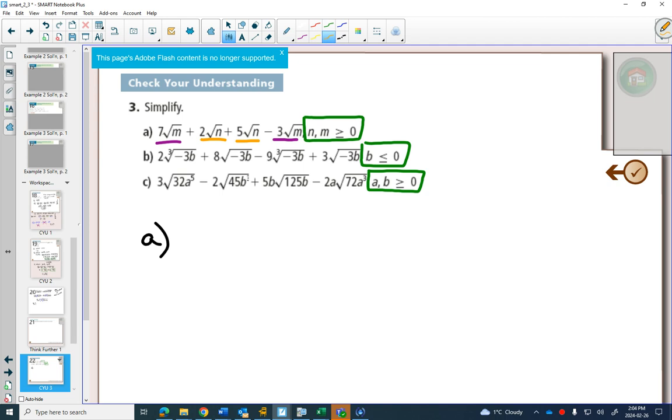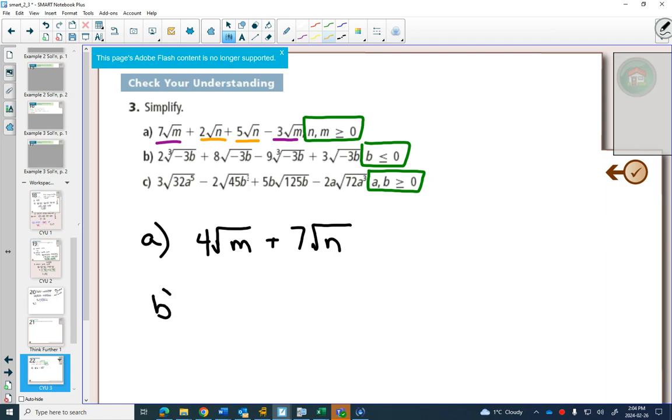So 7 root m's minus 3 root m's would give me 4 root m's, and 2 root n's plus 5 root n's would give me 7 root n's. So this would be my final answer for part A. Comparing and putting like terms together is already done.